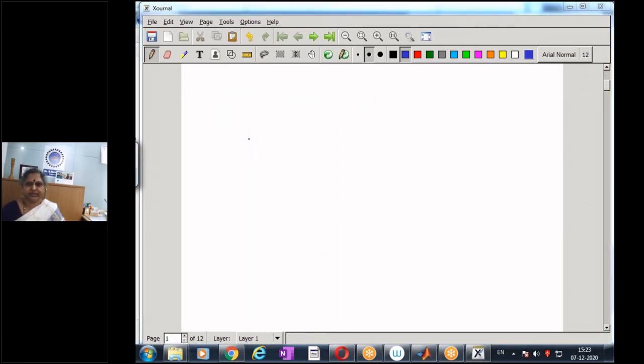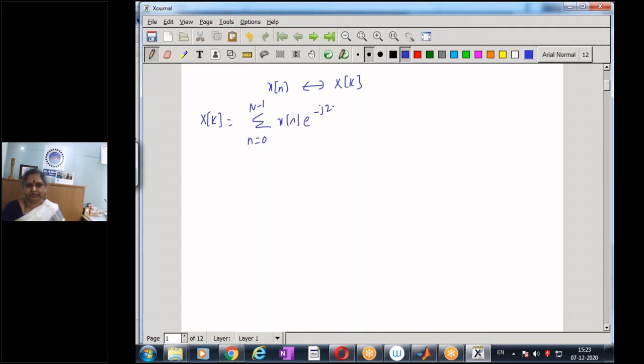So here we shall consider that given x of n, its discrete Fourier transform is x of k, and x of k is given by sigma n equal to 0 to n minus 1 x of n e to the power of minus j 2 pi nk by n.